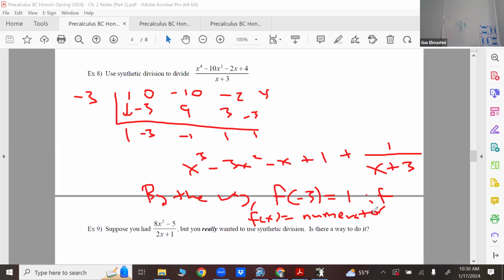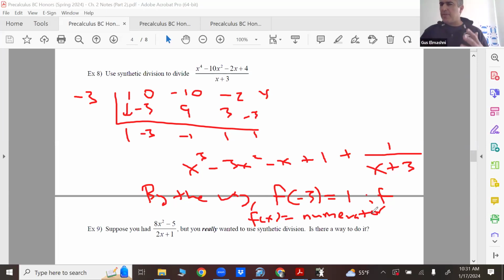At negative 3 the value would equal 1, if f of x equals the numerator. If I let f of x equal the numerator, the remainder is the same thing as f of a. F of a is the same thing as the remainder, assuming a is negative 3, or assuming the form x minus a. The remainder theorem states that f of a equals the remainder. And also, if it gives 0, then that means x minus a is a factor. It gives 0 as a remainder. That's also part of the factor theorem.